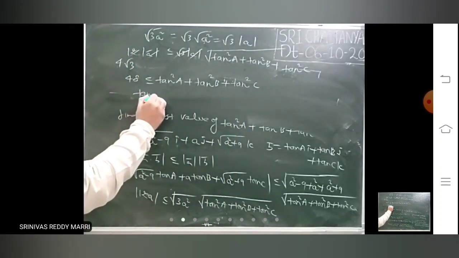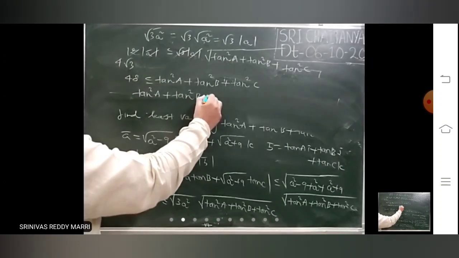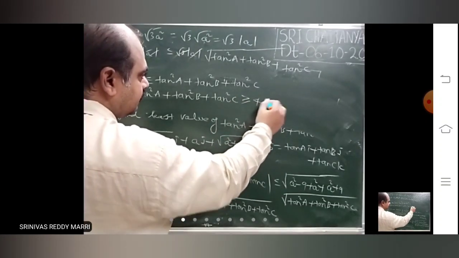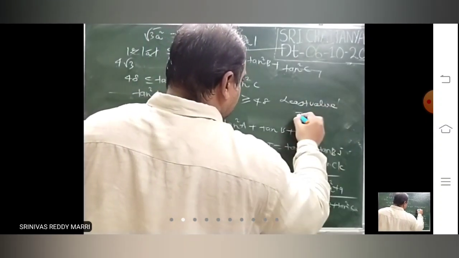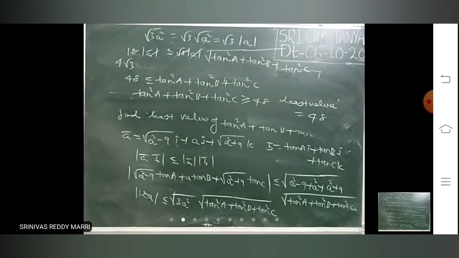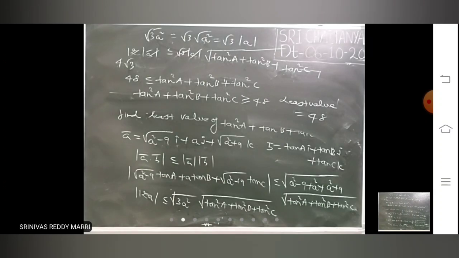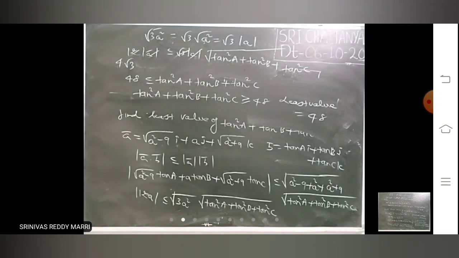So therefore the least value of that is 48. Like that model, if you take these vectors, your work will be over. If you write the inequality, you can do whatever he is asking. Like that, this inequality can be used for finding the least value.